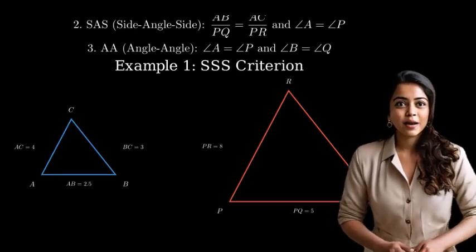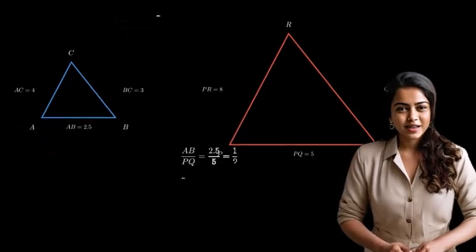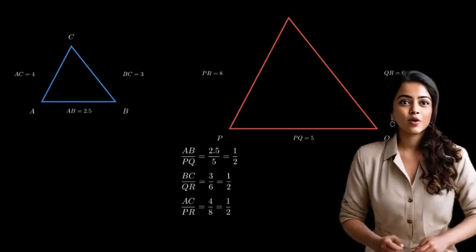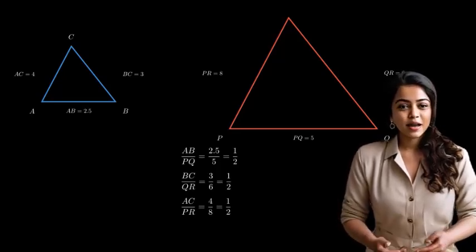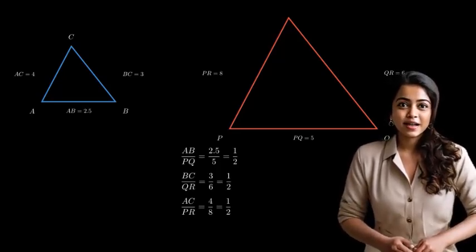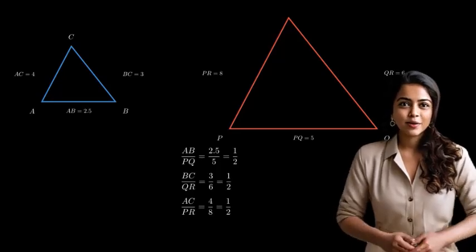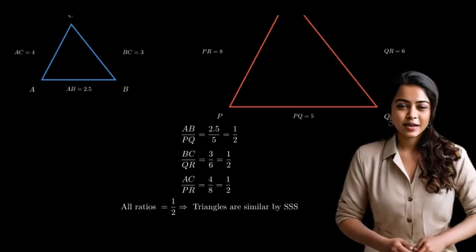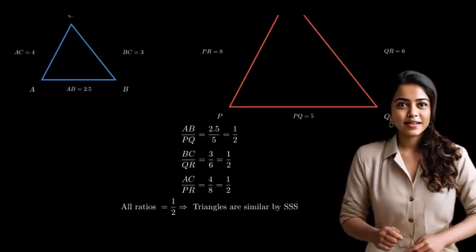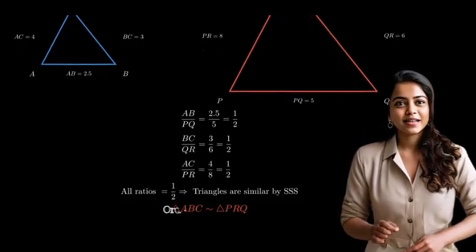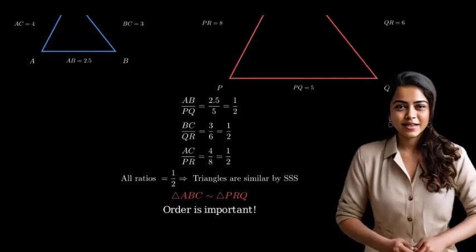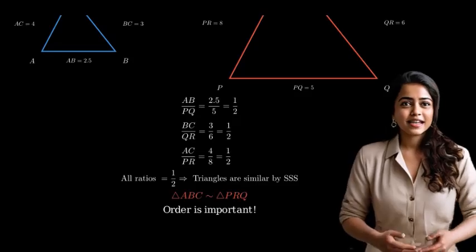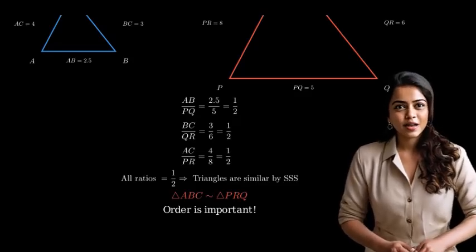Let's calculate the ratios of corresponding sides. AB divided by PQ equals 2.5 divided by 5, which is 1/2. BC divided by QR equals 3 divided by 6, which is also 1/2. AC divided by PR equals 4 divided by 8, which is 1/2. Since all ratios are the same, 1/2, the triangles are similar by the SSS criterion. We write triangle ABC is similar to triangle PRQ. Notice the order is important. We match corresponding vertices.